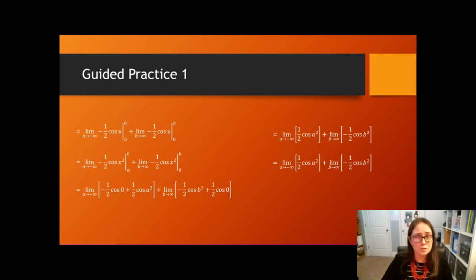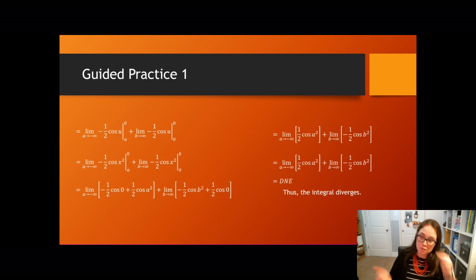And I had that extra step in there. That was unnecessary. But it turns out because cosine doesn't approach any particular value, this limit does not exist. And so that means that this integral diverged. And that is my conclusion for this one. So I got a divergent improper integral here.